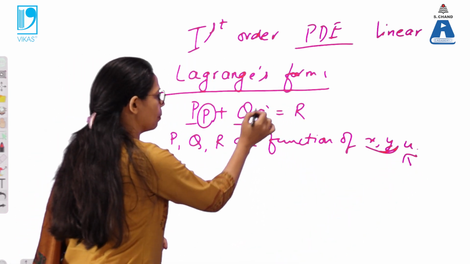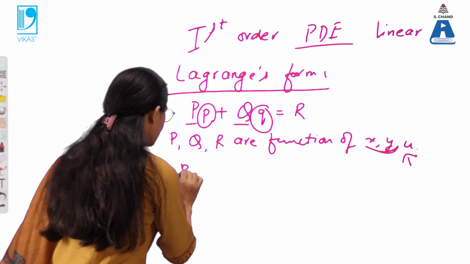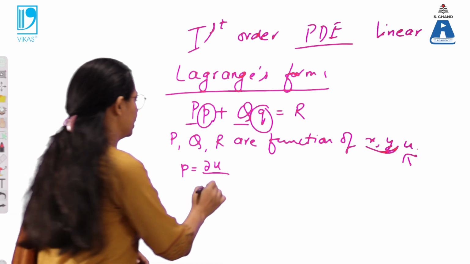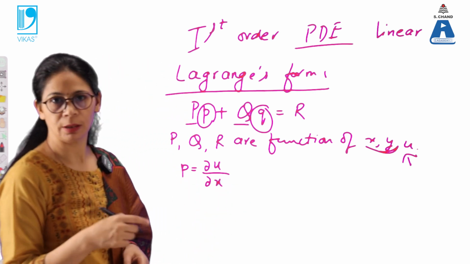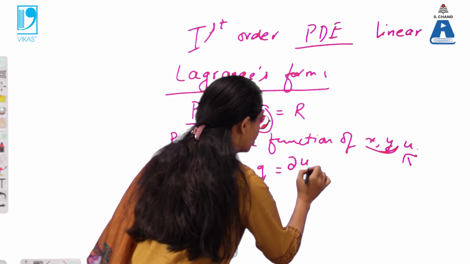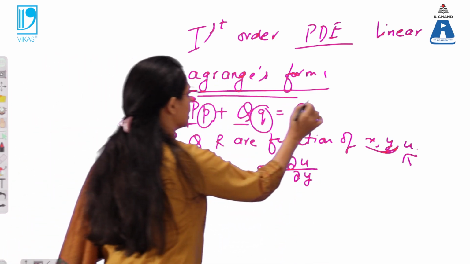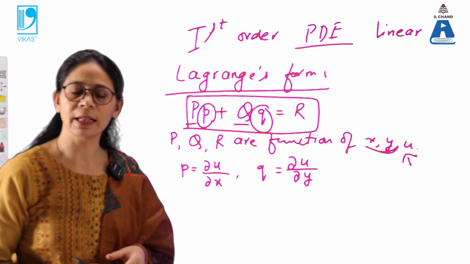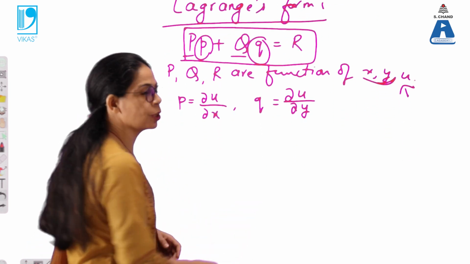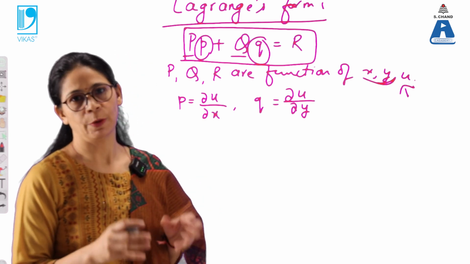Since it is a first order partial differential equation, small p is the notation for the first order partial derivative of u with respect to x, the first independent variable, and small q is the first order partial derivative of u with respect to y. If any differential equation is given in this form, it is said to be given in Lagrange's form. There is a particular method to solve it, and for that method we first need to form the auxiliary equations.